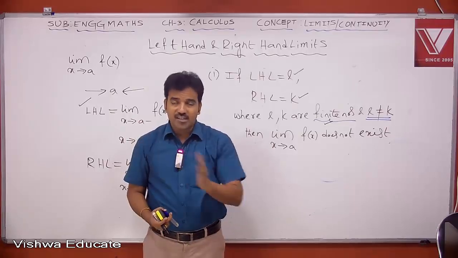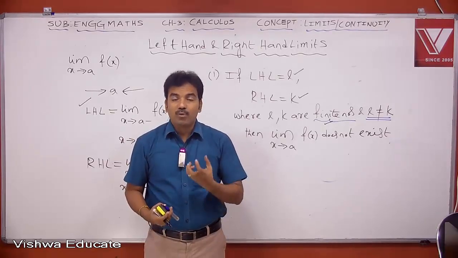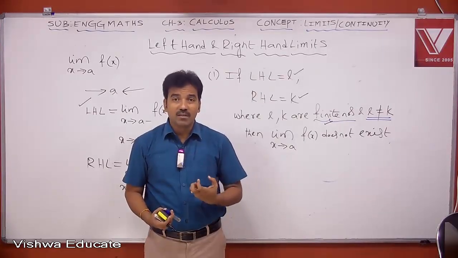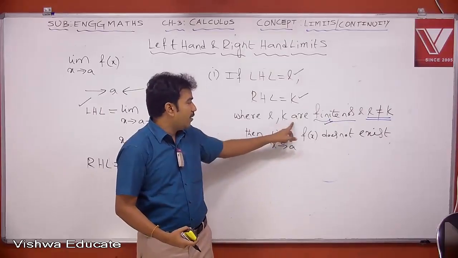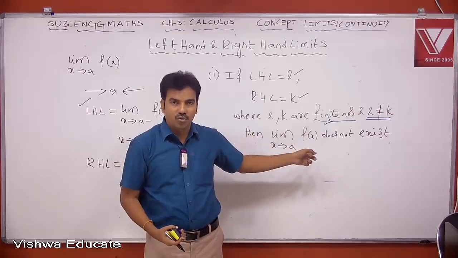I am approaching from the right side. So these two approaches will give two different values. Then how can you conclude that the limit value exists? Which value do I need to take? I will be in a dilemma about which value to take. Therefore, in that case, where L, K are finite numbers and L is not equal to K, we can say that the limit value does not exist.